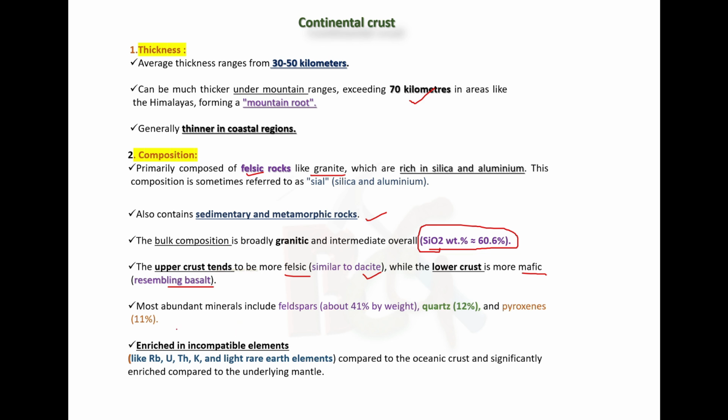I like it. And what about the specific minerals making up this cake? What are the most common ones? Okay, by weight, the big one is feldspar. That makes up about 41% or so. 41% feldspar. Wow. Then comes quartz at around 12%. And after that, pyroxenes, making up roughly 11%. Those are the main players. Feldspars, quartz, pyroxenes. Right.